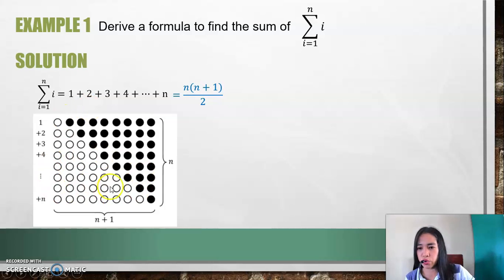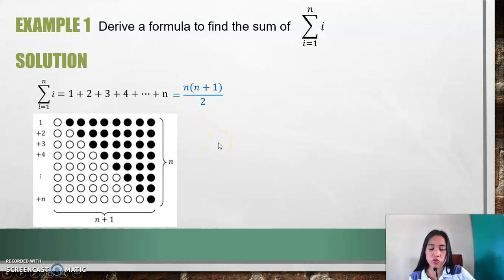Or pwede po through this picture. Si 1 o si n gi-add. So, we assume that this one is equal to n. So, 1 plus n. Si 2 plus n minus 1. So, it's just like adding 1 plus n, 2 plus n minus 1, or whatever, and then multiply lang na to ang number of terms, i-divide to 2. So, we have n times the quantity of n plus 1. Since hati na siya, it's divided by 2.